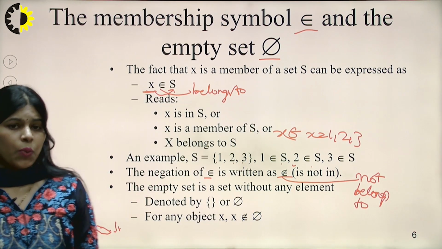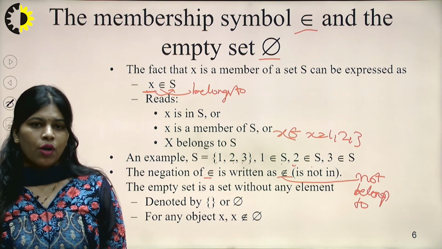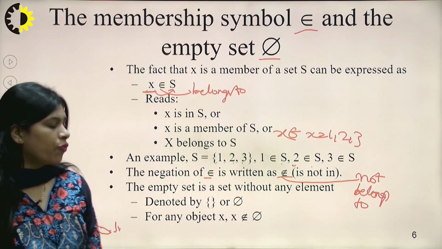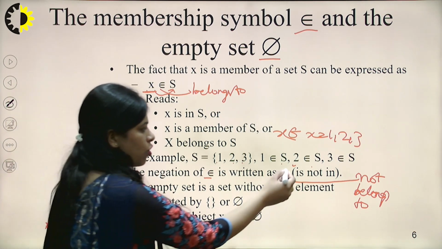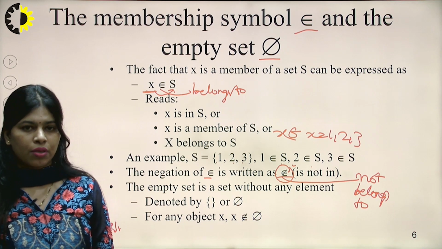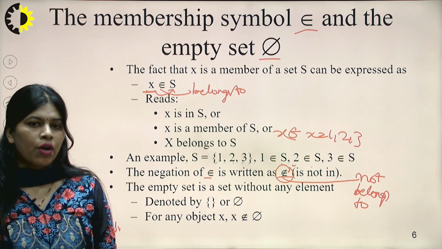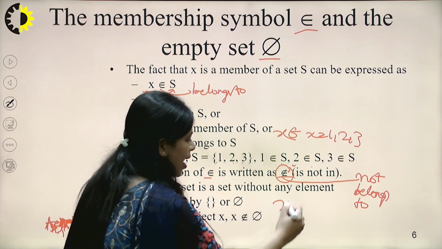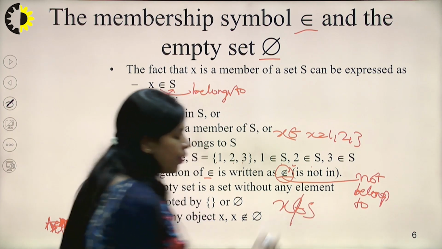Means if any variable consists and the number of elements does not belong to S, so we may write the notation of belongs to like this. Means any variable, any number, or we can say that a number of elements is not belonging to S, so we may write x does not belong to S.